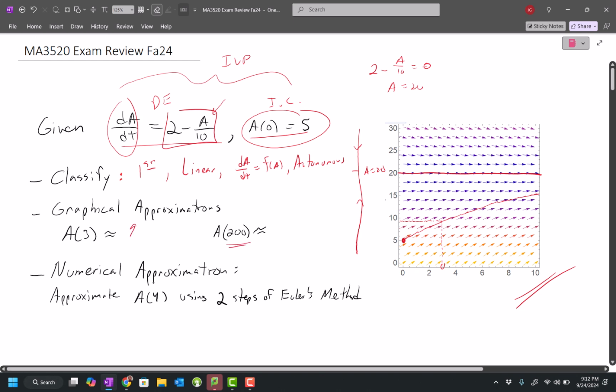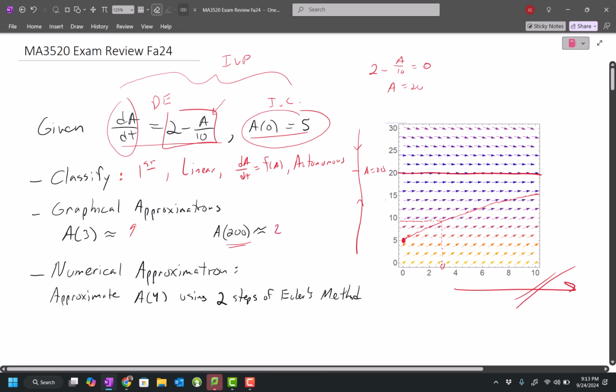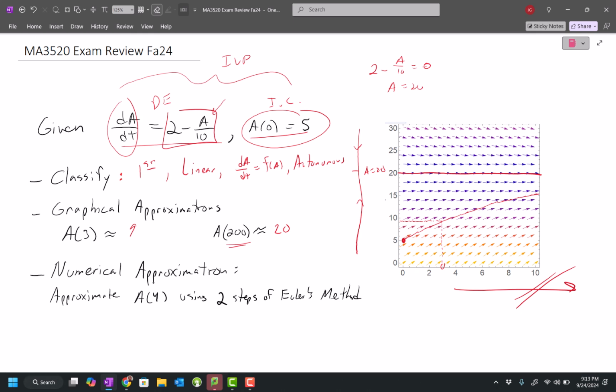And then what about A of 200? Well, I can't go out to t equals 200 in this graph, but I know that my solutions are increasing, and I have an equilibrium solution at 20. Therefore, I expect the long-term behavior of my solution to tend towards 20. So I would say this is approximately 20 in this case. And because it's autonomous and I have those equilibrium solutions, it really does allow me to determine the long-term behavior. I can look at the limit as t goes to infinity of various solutions depending on where I start.